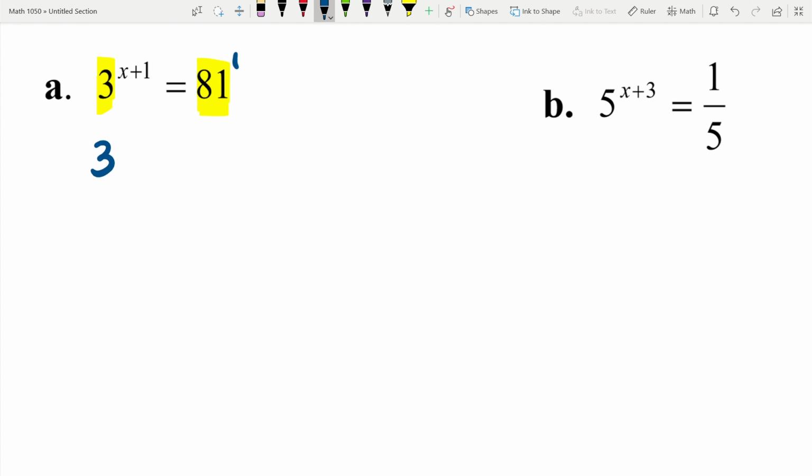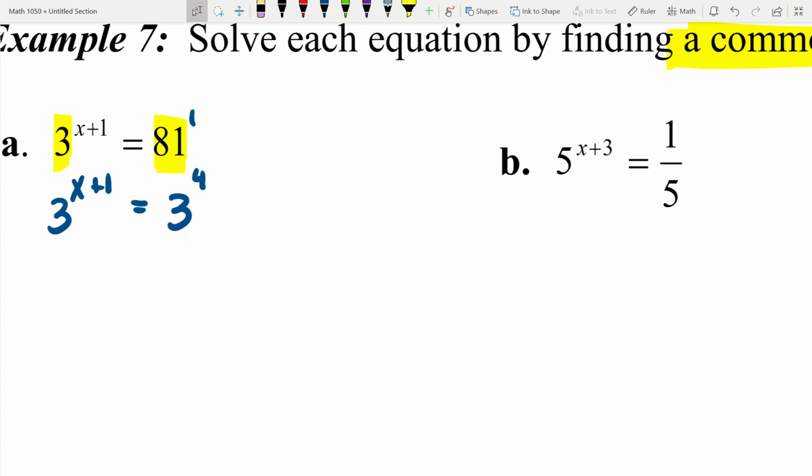So see the 3, don't change it. Take the 81 and write it as a 3 to the something. Can you do that? It is 3 to the 4th. Yes. Okay, now listen to this. Off on the side, look right here. Could 2 to the 2nd ever be equal to 2 to the 3rd? No, the exponents would have to be the same, right? So if I know that 2 to the x was equal to 2 to the 3rd, then I would know that x would have to be 3.